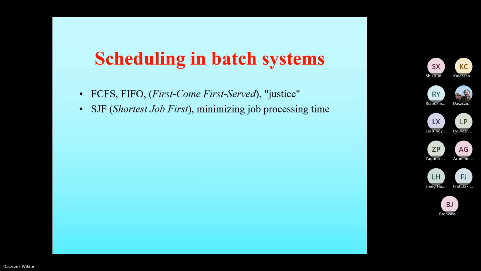However, when we are to shorten the time in the system, first come, first served is not the best algorithm. SJF is much better. SJF is shortest job first. The question arises, how do we know the time the job will work?